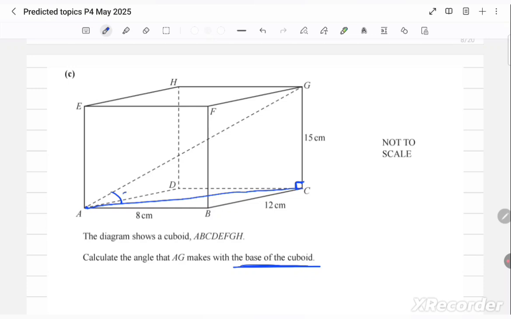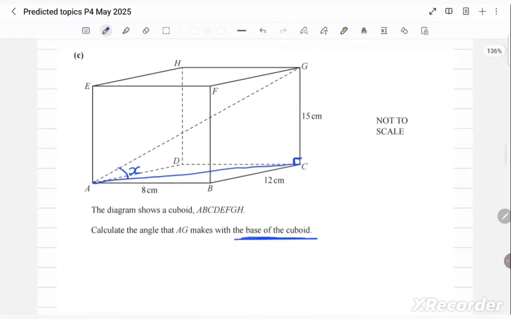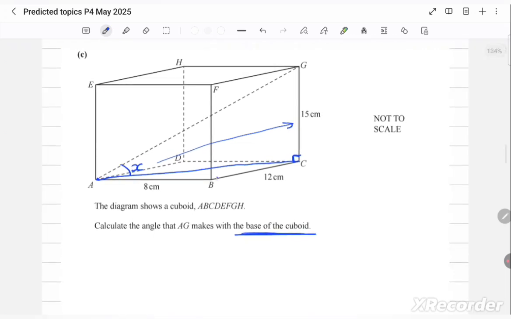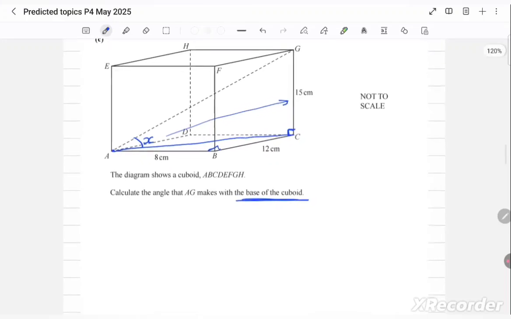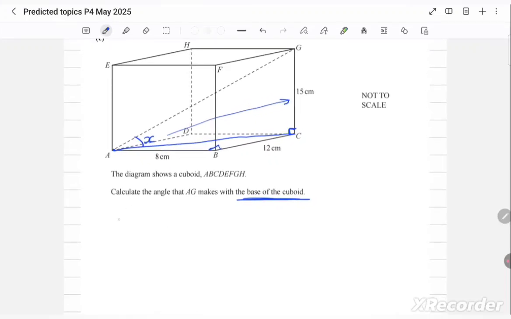Let's call this angle x. If I want to find x, since this is a right angle triangle and I have the opposite, I need at least to have AC. Then I can say the opposite over the adjacent, and use tangent. So let's find AC. This is also a right angle triangle, so we can use Pythagoras. AC squared equals 8 squared plus 12 squared, so AC equals the square root of 8 squared plus 12 squared.